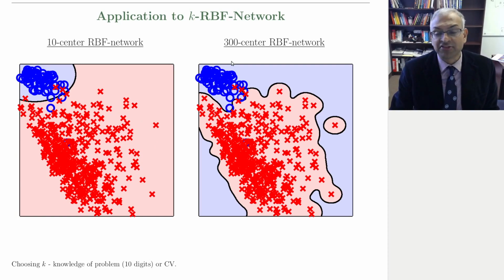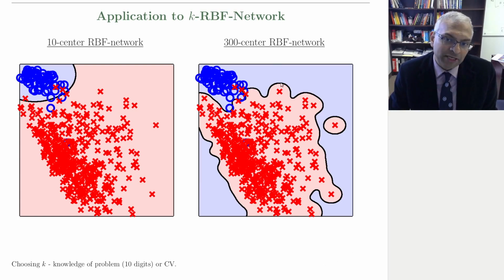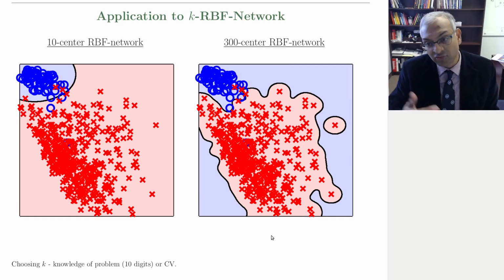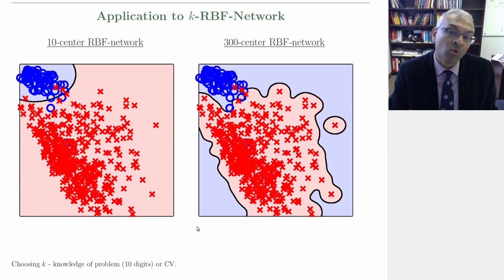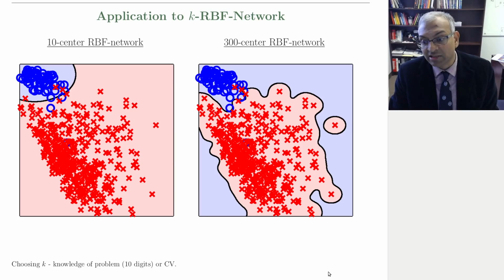Now, if I pick a 300 center RBF network, then we clearly have overfitting. And so, if you're going to pick 300 centers, be ready to regularize. So, for example, you can use regression for classification, and then regularize the regression to get your final classifier. Or you should use something like cross validation to pick the number of centers.